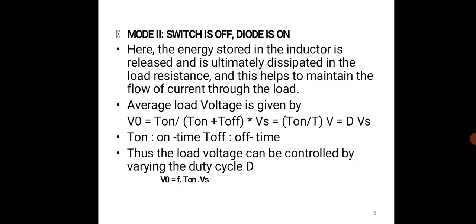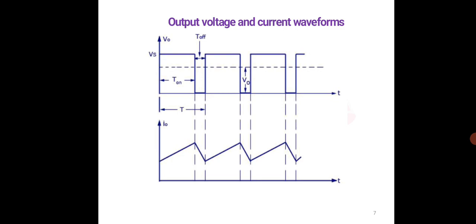Average load voltage is given by V0 is equal to t on by the total time period T into Vs, which is given as t on by T into Vs. Here you can say that the load voltage can be controlled by varying the duty cycle D. T on by T is actually the duty cycle. So the output voltage is equal to f into t on into Vs. These are the output voltage and current waveforms respectively.